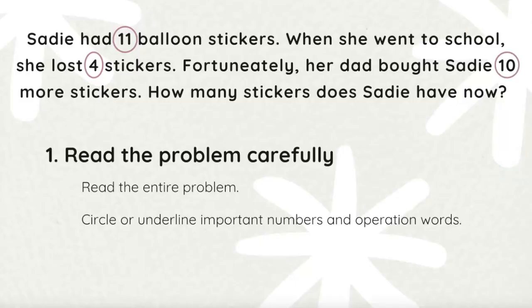Now let's underline the operation words. So let's take a look. I'm going to underline the word lost because it's an operation word for subtraction. I'm also going to underline the word more because it's also an operation word, usually meaning addition.